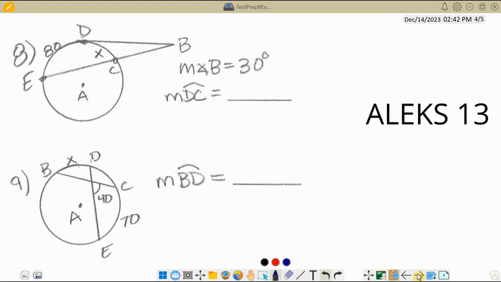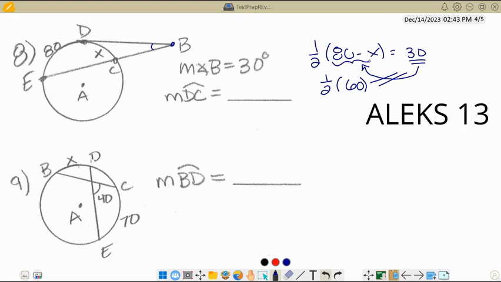Number 8, vertex is outside the circle. So this angle is half of 80 minus X. So let me put that down. 1/2 of 80 minus X is equal to 30. Hey, if this is going to be 30, the number in here needs to be 60 because we want 1/2 of 60 to generate 30, right? So what do I need to put right here to make 60 after we subtract, right? Well, that would have to be a 20. That's called a look inside technique. 80 minus 20 gives us 60, right? So DC needs to be 20.